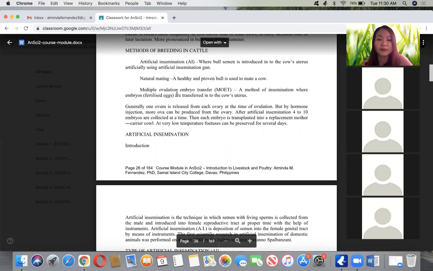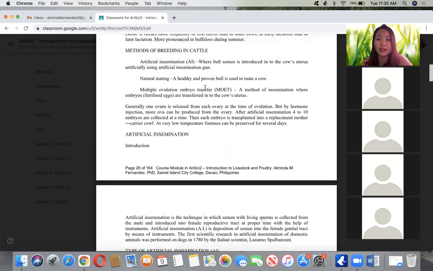And in natural mating, a healthy and proven bull is used to mate a cow. It is natural. And we also have MOET, or multiple ovulation embryo transfer. This is a method of insemination where embryos or fertilized eggs are transferred into the cow's uterus. It is more assured and, of course, more artificial.